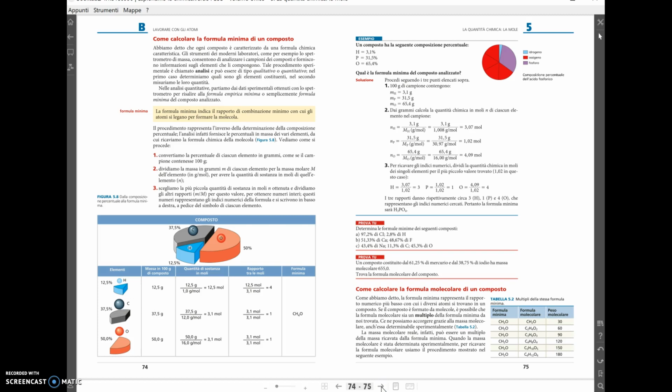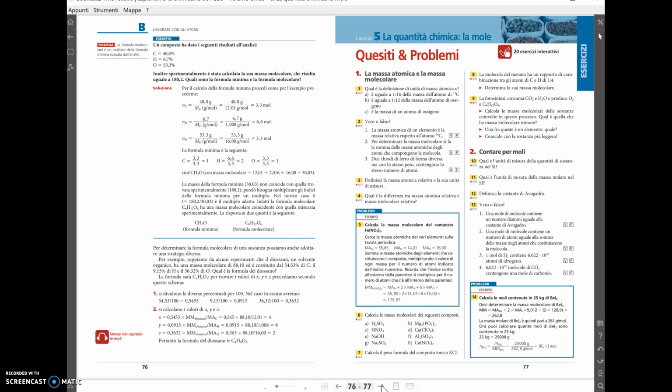1 mole of any substance always contains a fixed number of particles, atoms, molecules, or ions. This value is Avogadro's number, uppercase N, equal to 6.022 times 10 to the power of 23. The number of moles n contained in a sample is obtained by dividing the mass m of the sample, in grams, by its molar mass, in grams over moles.